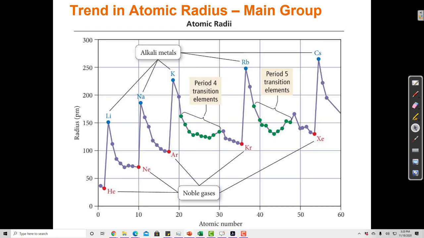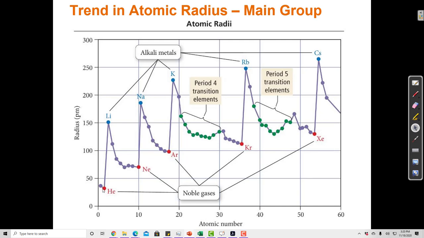So this chart shows us what the trend in atomic radius is. Here's hydrogen and helium. Hydrogen, believe it or not, is actually bigger than helium. A helium atom is the smallest atom. It's even smaller than hydrogen, which is counterintuitive because hydrogen has one proton, zero neutrons, and one electron, and helium has two protons and two neutrons and two electrons. So far more particles in a helium atom, yet the helium atom has a smaller radius.